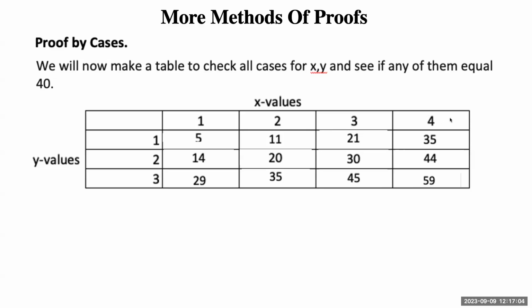So I already know that if x is bigger than 4, you'll never get 40. And we already know if y is bigger than 3, you'll never get 40. That means the only values of x and y that are left to check are 1 through 4 for x and 1 through 3 for y, and we checked all those. None of them are 40. So we've proved our original statement, which was that 2x squared plus 3y squared equals 40 has no solution in the positive integers. And our cases are 1, 1 is a case, 1, 2 is a case, 1, 3 is a case, 1, 4 is a case, and so forth.